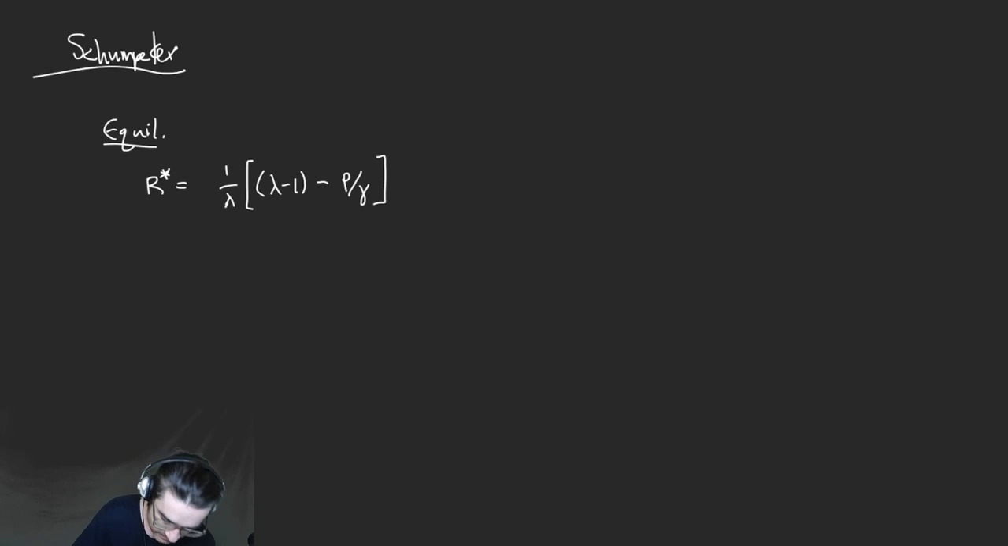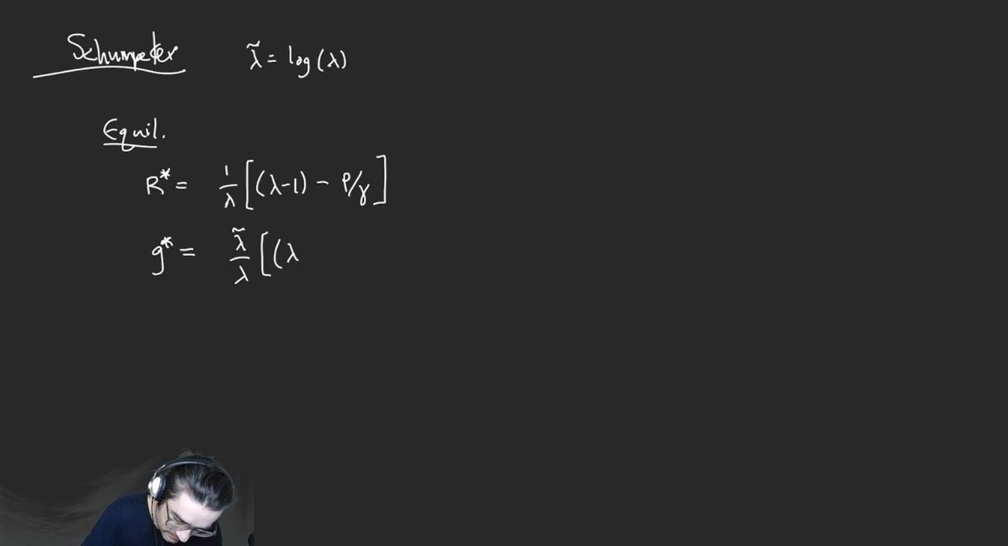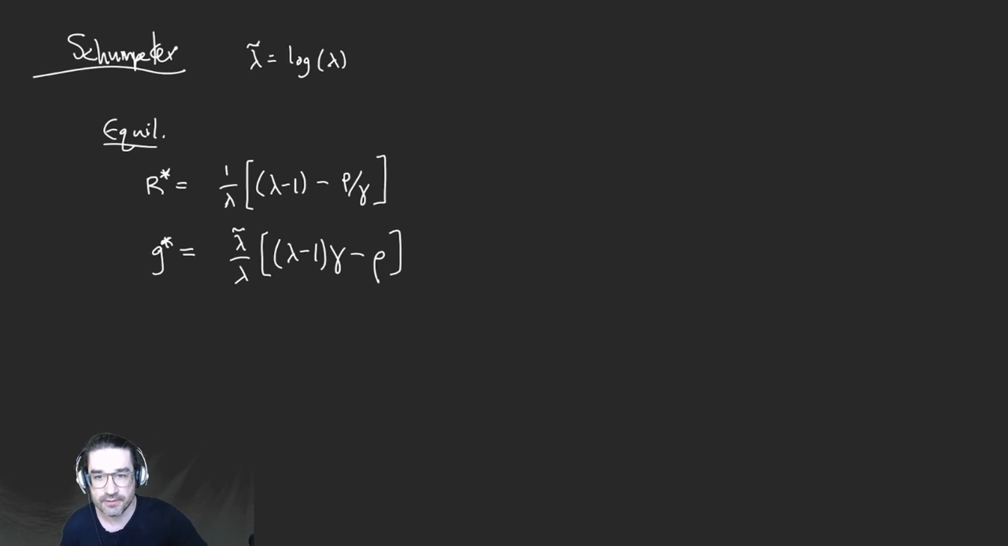If you want to convert it to tau, you multiply by gamma. If you want to additionally convert it to a growth rate, you multiply by log of lambda. As I do in the notes, instead of log of lambda I'm just going to write lambda tilde, for ease of notation. So lambda tilde over lambda, times lambda minus 1, gamma minus rho. That's our growth rate expression. They're collinear, they just differ by a factor of gamma, which is your productivity, and lambda tilde, which is your log step size. So that's the equilibrium.